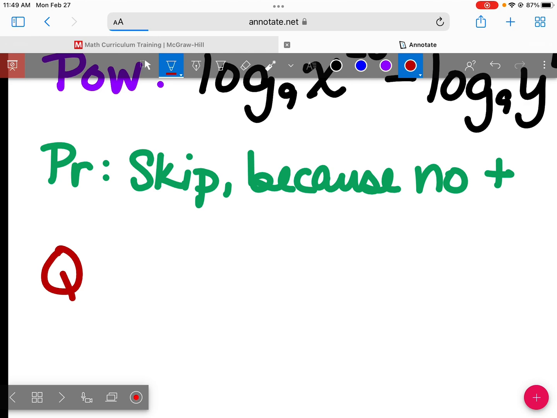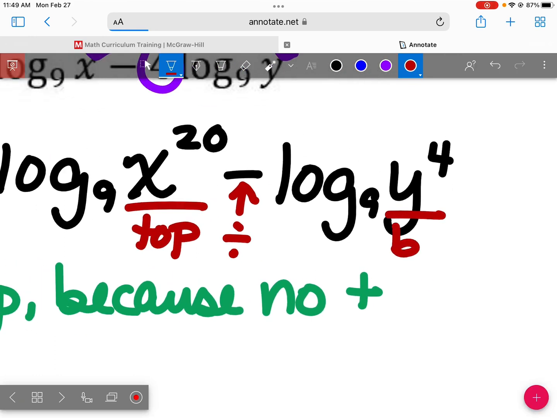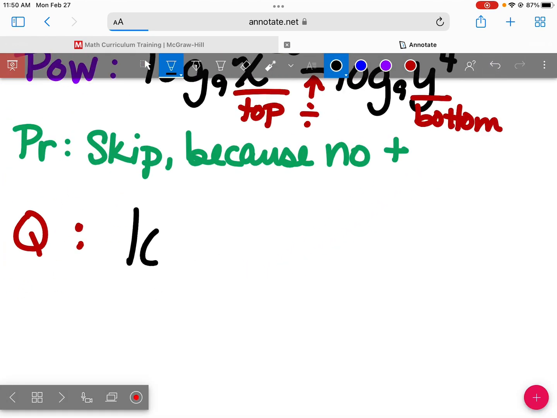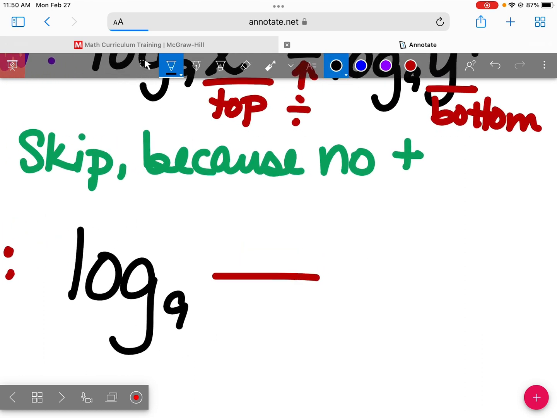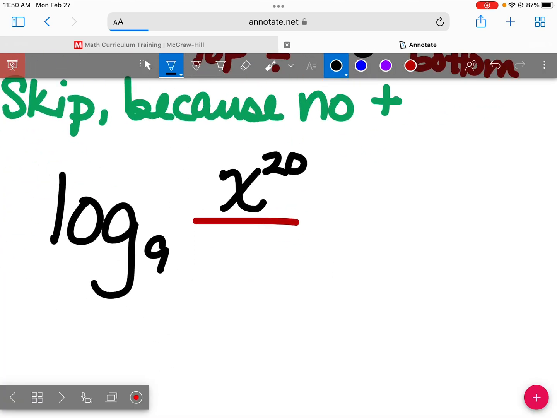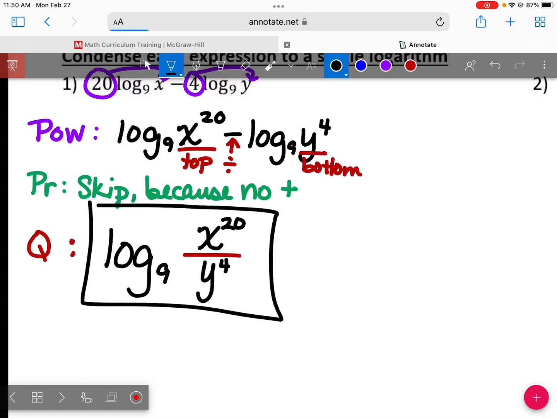Yes. Quotient property. Subtraction turns into division. This goes on top. This goes on bottom. One single log in the end. Log base 9 turns into division, so I'm going to have a fraction as my argument. X to the 20th, y to the 4th. Fully and completely condensed.